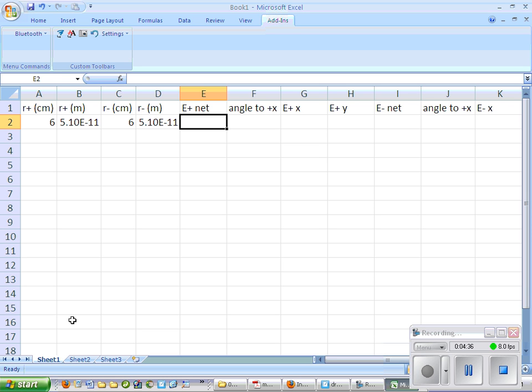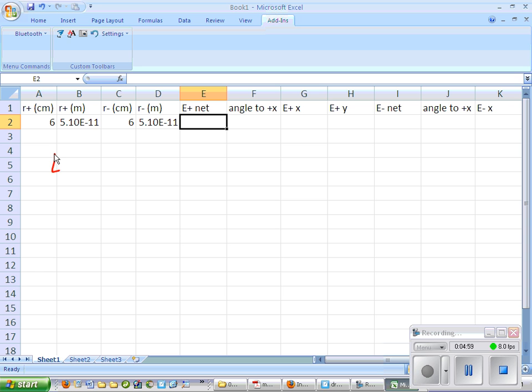And I can also enter it in for R negative meters because it was the same distance repeated, so I don't need to repeat the calculation. Now my next column says R E positive net. That means, my abbreviation means electric field from the positive, the net electric field from the positive charge. And net means total.